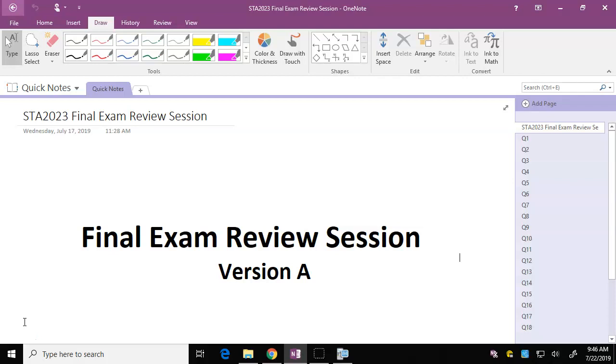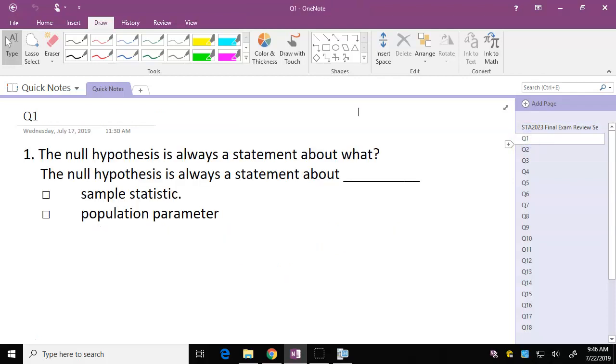Okay? So, starting with question number 1. A simple fill in the blank. So the null hypothesis is always a statement about who? It's always about your population. That's right. Null hypothesis is always based on that population. There you go. And that was coming from 8.1.